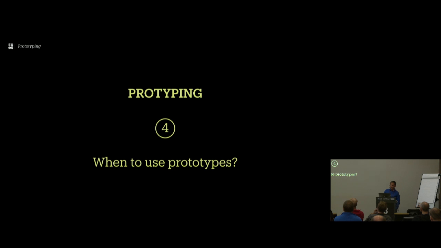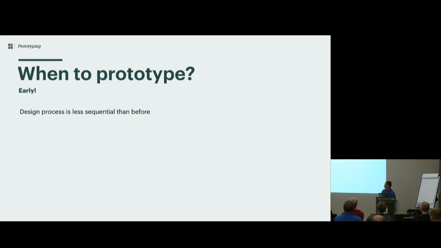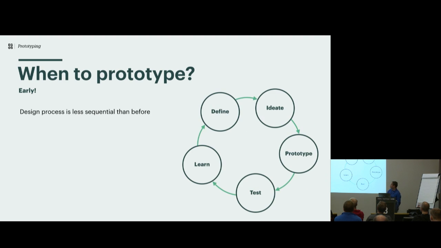So when to use it? Well, early. The thing is, the design process is less sequential than before. This is the classic loop, and any new variable that comes into play can cause uncertainty, and you might make assumptions that are dangerous and then find their way through the development stages to the final product, which can cause problems in the end.